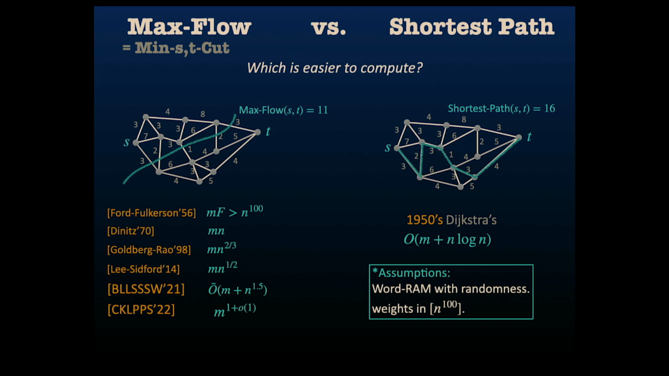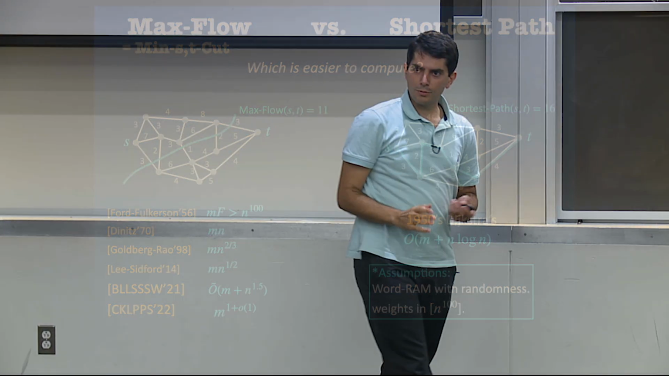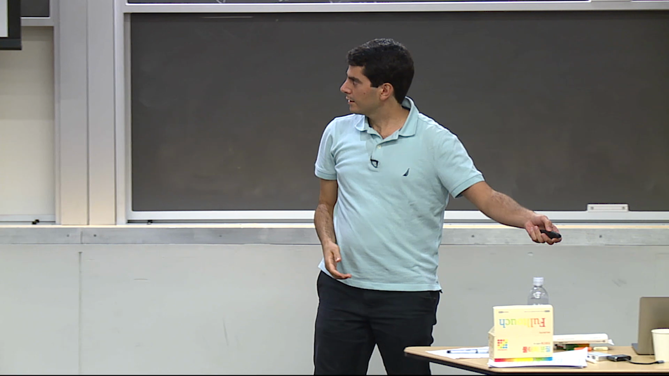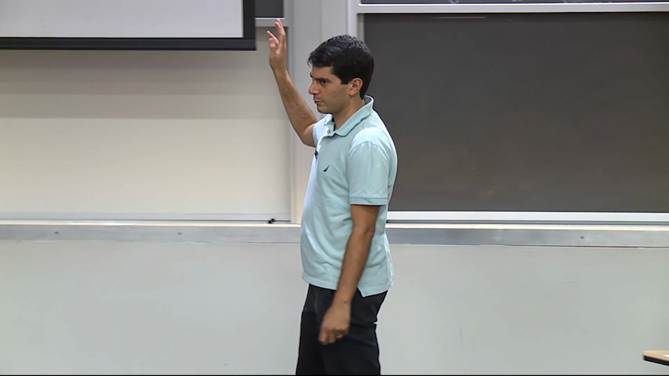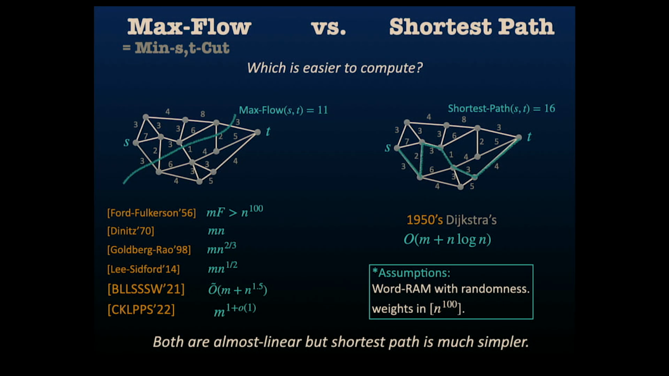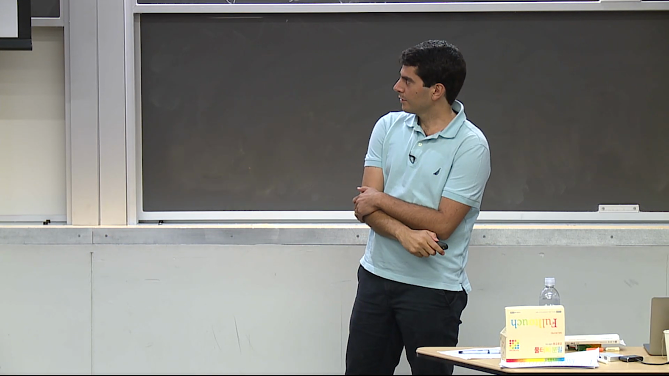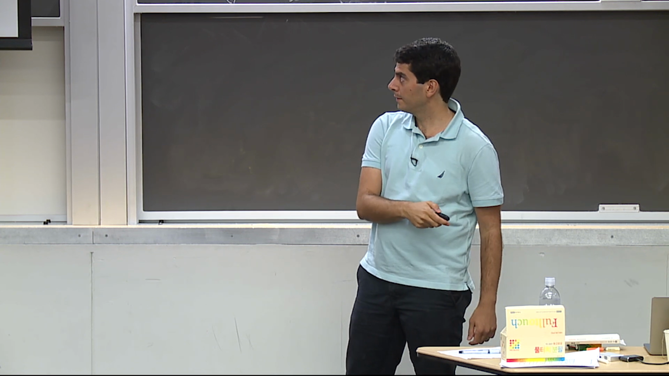If we ignore these logs and the subpolynomial factors, then both problems are linear time. So both problems turn out to be easy. But of course, shortest path was much, much simpler. It's half a page and super simple. This paper is more than 100 pages, and it builds on other papers that are 100 pages, and it's very, very complicated to explain the algorithm and to analyze it and so on. But at the end of the day, they're both linear time. So we don't have a separation here.